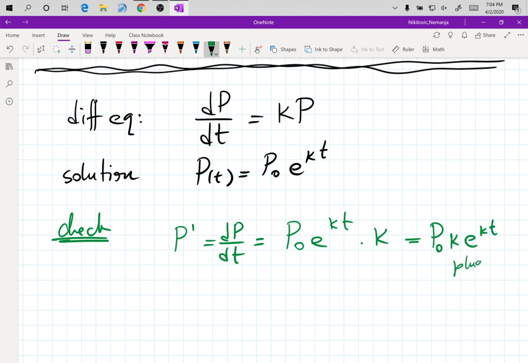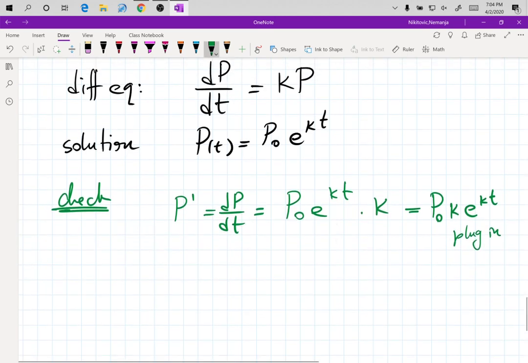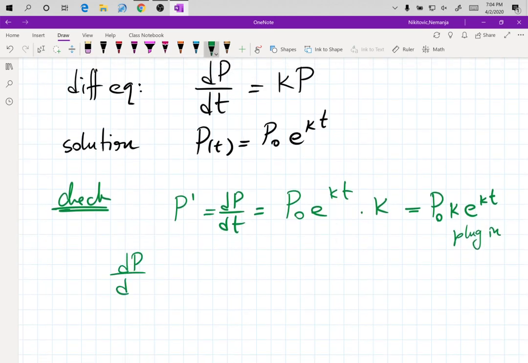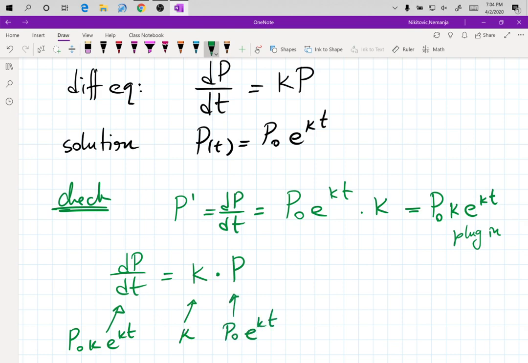And now we just plug in. dP/dt equals k times P. This one is P0 k e^(kt). This one is still k, and this one is P0 e^(kt). I hope that you see that P0 k e^(kt) is equal to P0 k e^(kt). So it works. The left side equals the right side when you check. This is equivalent to saying 5 equals 5 when you check your basic equations. So we're good. That's it.